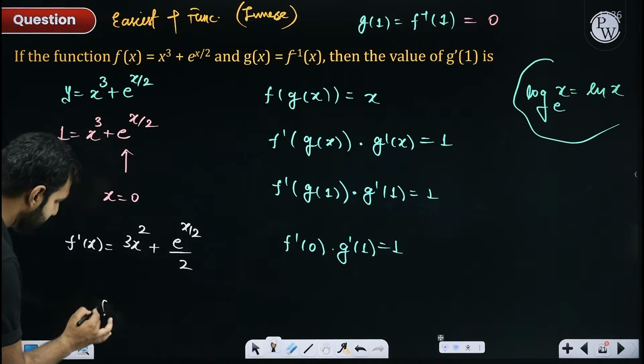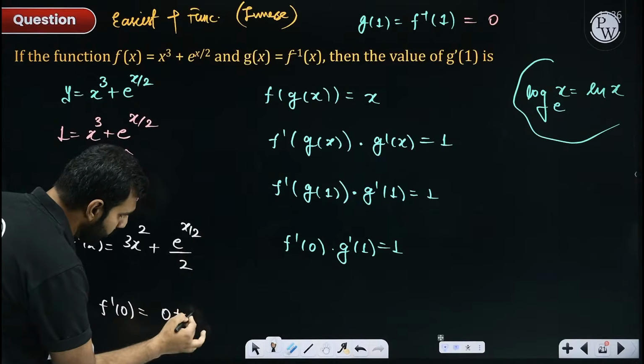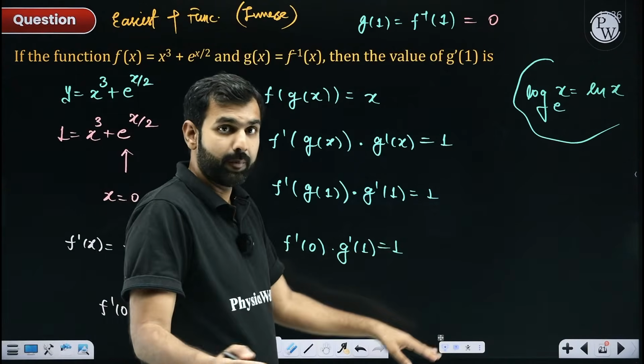But we are interested in f dash 0. So this should be 0 plus e to the power 0 by 2. That is 1 by 2. So this is 1 by 2. So 1 by 1 by 2, that's 2.